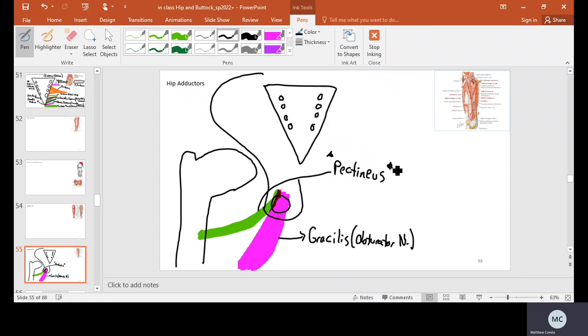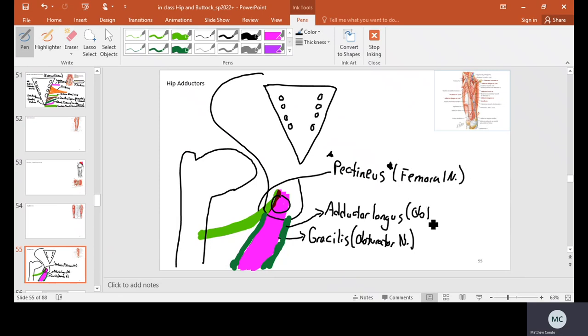My next big one is going to be a muscle called adductor longus. Adductor longus, I'm going to draw it on the other side of gracilis here. Again, it's going to come off of kind of the external body of the pubis bone. It's going to be an obturator nerve muscle, so I'll write femoral up here for you guys. What we're going to see with adductor longus is it is going to adduct, but as an added bonus, it's also going to perform medial or internal rotation.